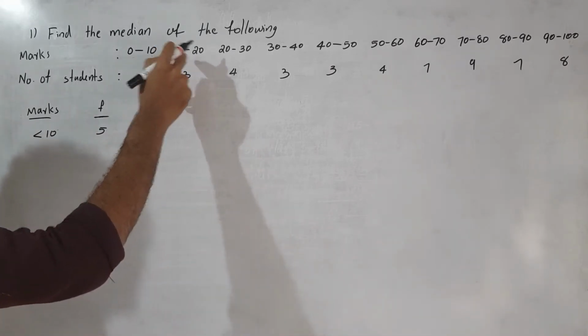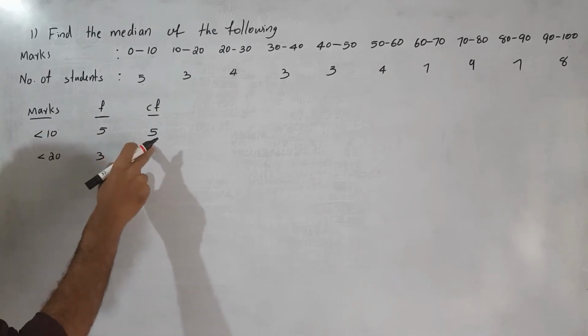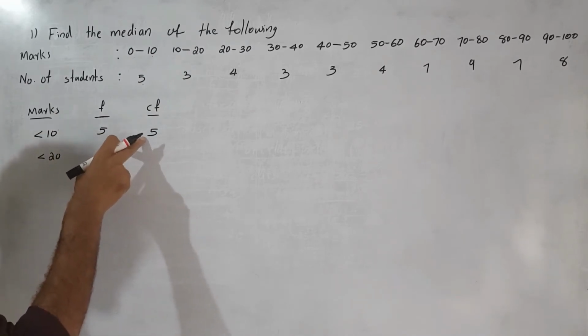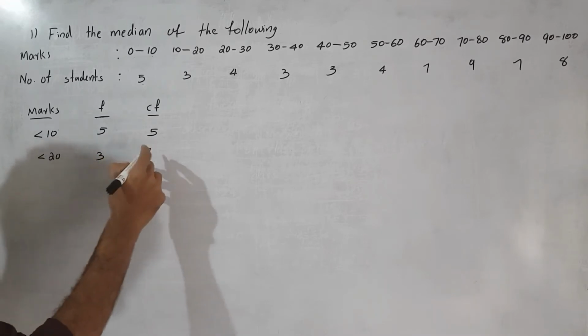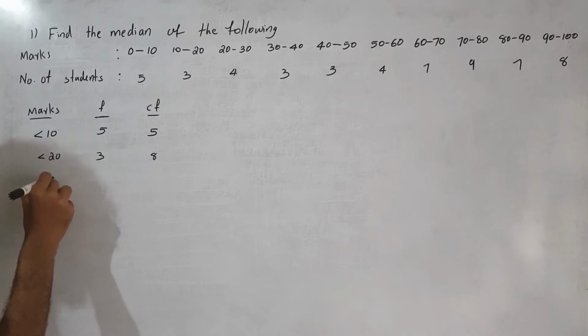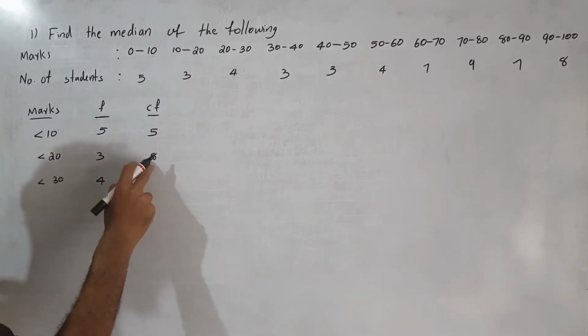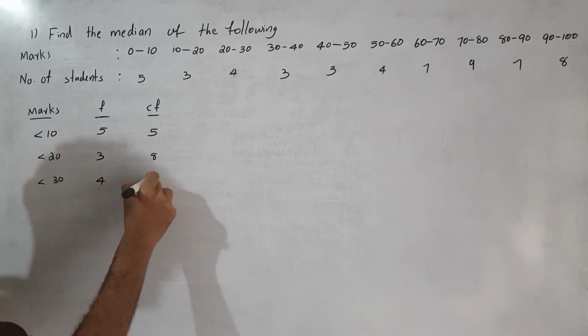Then the second one is less than 20. Frequency is 3. Then how to write the Cf? The previous Cf plus 3. 5 plus 3 is equal to 8. Then less than 30, the frequency is 4. Cf is 8 plus 4, which is equal to 12.